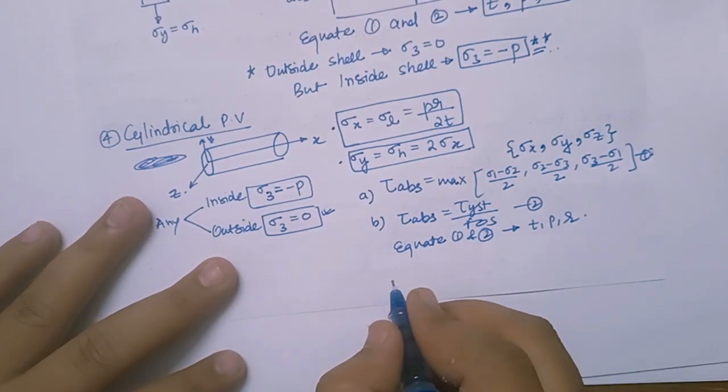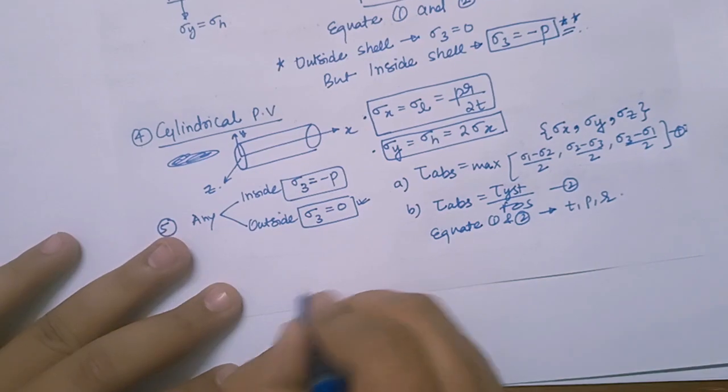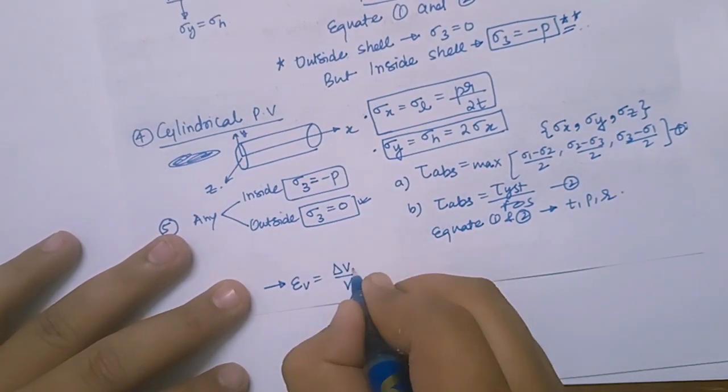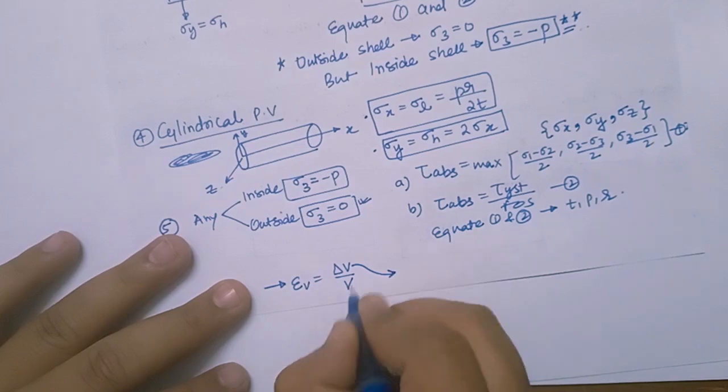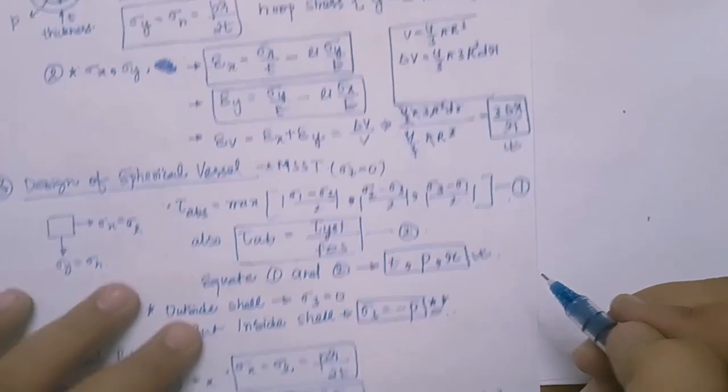And from here we can move forward and write volumetric strain. It is delta V by V. I am telling you the formula for delta V. You will put it here, and by calculation like this you will get your epsilon V, right?